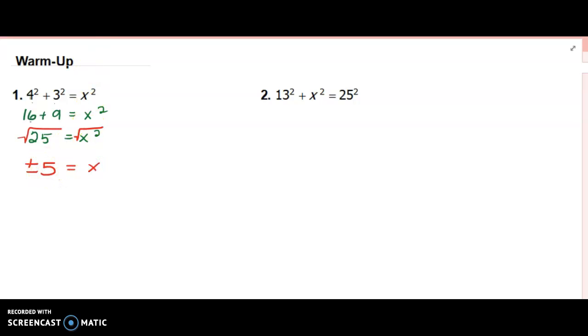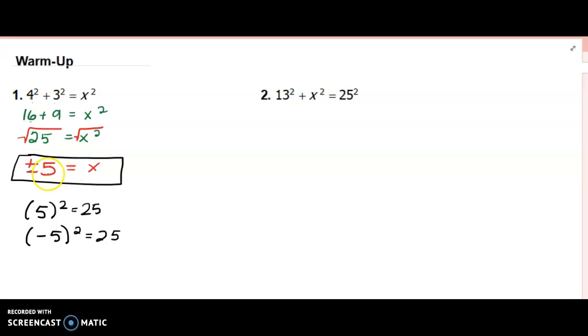Now some of you are thinking, what's up with the plus or minus 5? When we take the square root of 25, we're asking ourselves, what times itself equals 25? Well, 5 squared equals 25. So that's one solution. Also, negative 5 squared: negative 5 times negative 5 is a positive 25. And therefore, this actually has 2 solutions, the positive and the negative 5. So for algebraic purposes, we're going to have plus or minus.